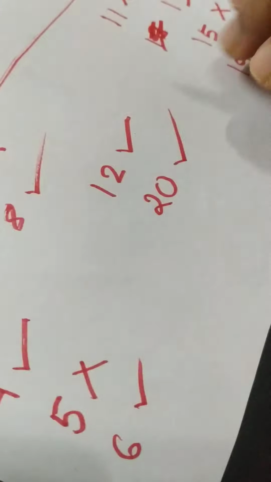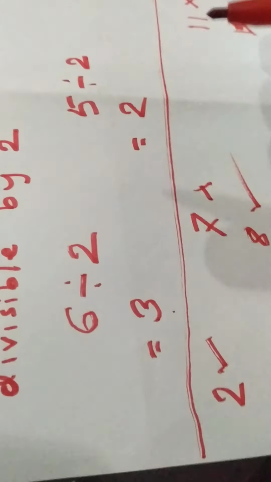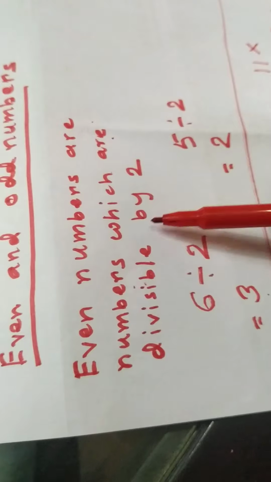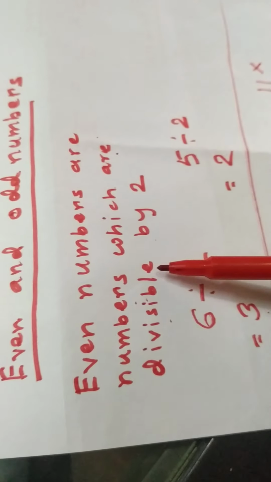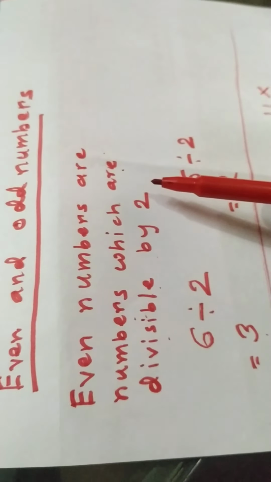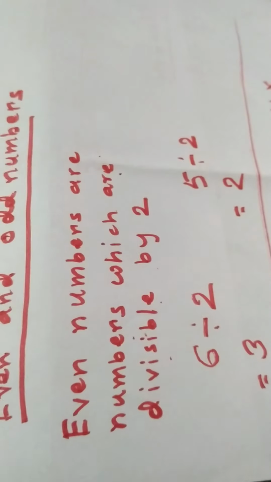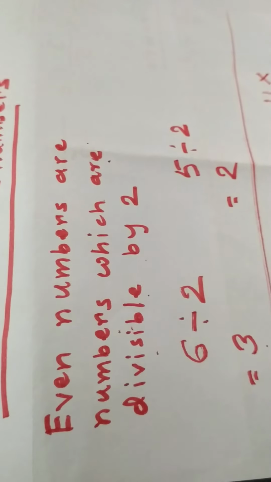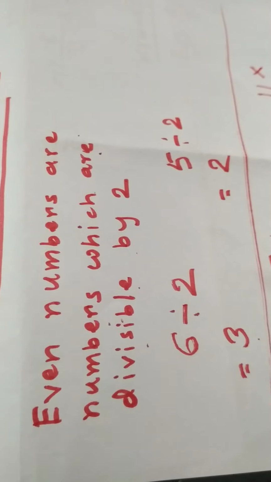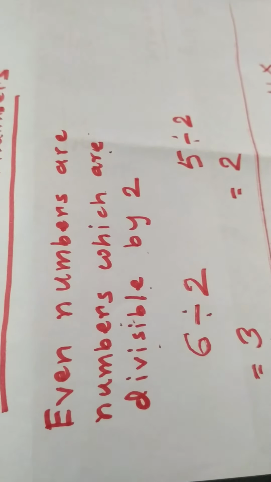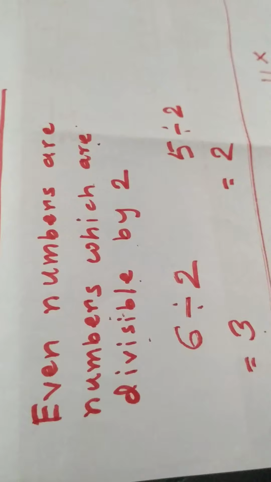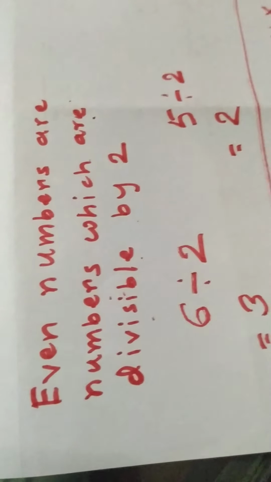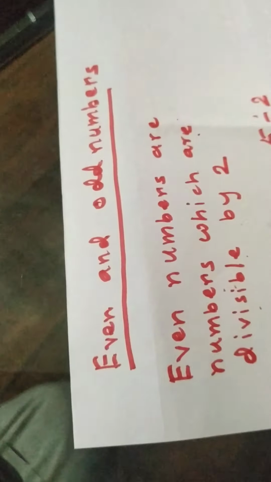So, even and odd is very simple. Even numbers, you divide by 2 and see whether it is divisible by 2, which means whether you can complete the division without any remainder. If numbers are divisible by 2, they are even. If they are not divisible by 2, they are odd. So with this, I end today's discussion of even and odd numbers.